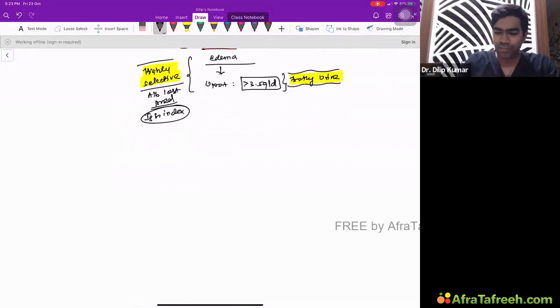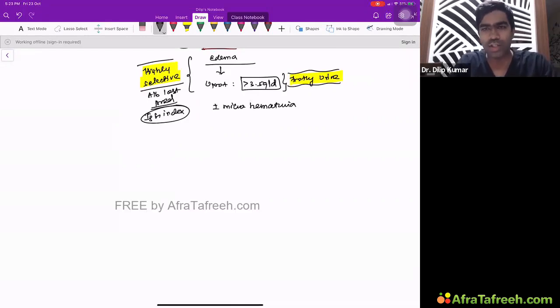At the same time, this child may have a microscopic hematuria. It's not like they do not have hematuria. I told you hematuria is a feature of any glomerular disorder, not only a nephritic disorder. But around 20 to 25% of the children may have a microscopic hematuria, which is something common to see. At the same time, they might have an acute kidney injury.